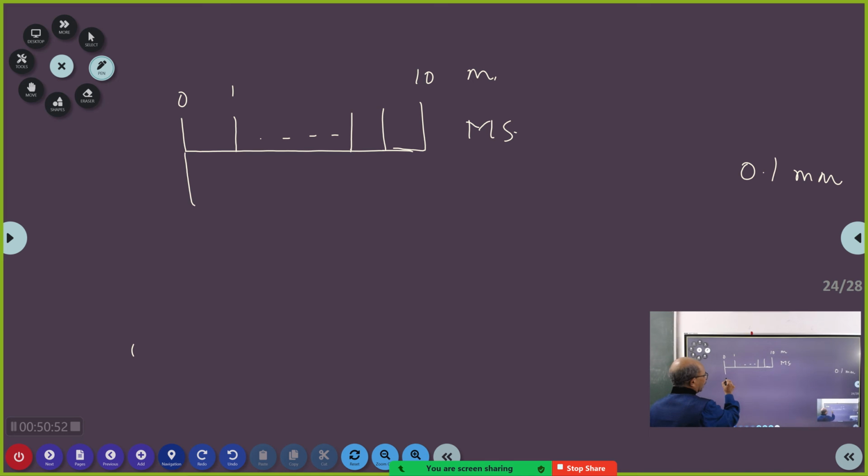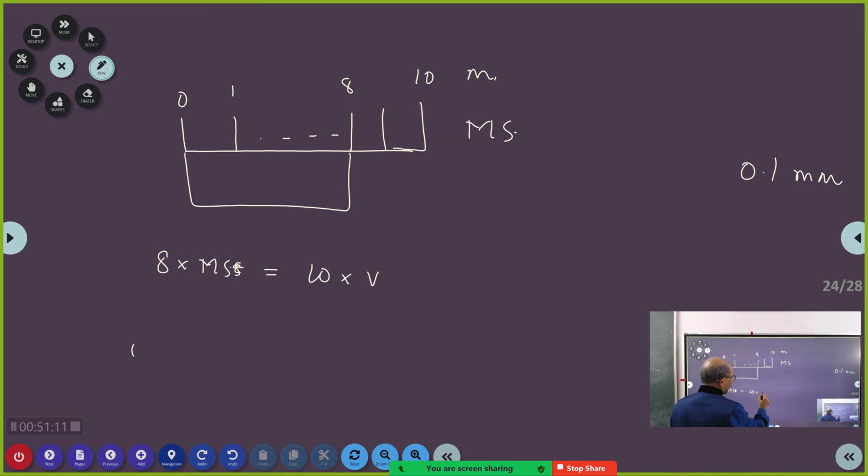They have given a vernier here in the examination, wherein 8 divisions on the main scale are equal to 10 divisions on the vernier scale. Correct? Then what is the least count of this?